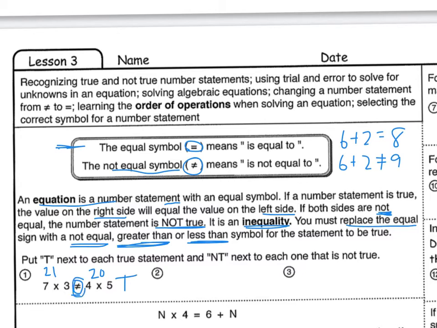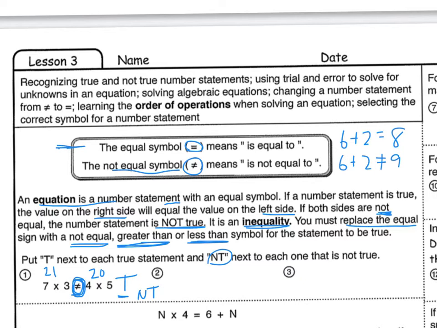We're trying to determine if this symbol in the middle is the correct symbol. If it's correct, write a T. If it's not correct, you're going to write an NT. Don't put that on number 1, but just so you understand, you're going to put an NT if it's not correct. All right, I'm going to show you equations for numbers 2 and 3 now.